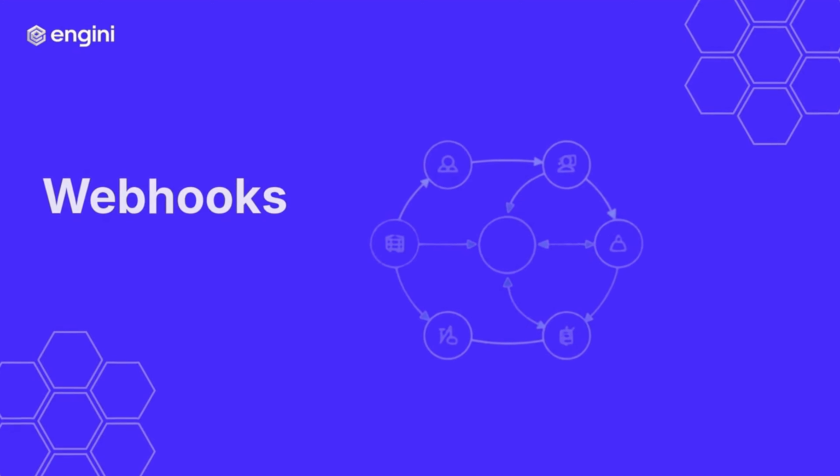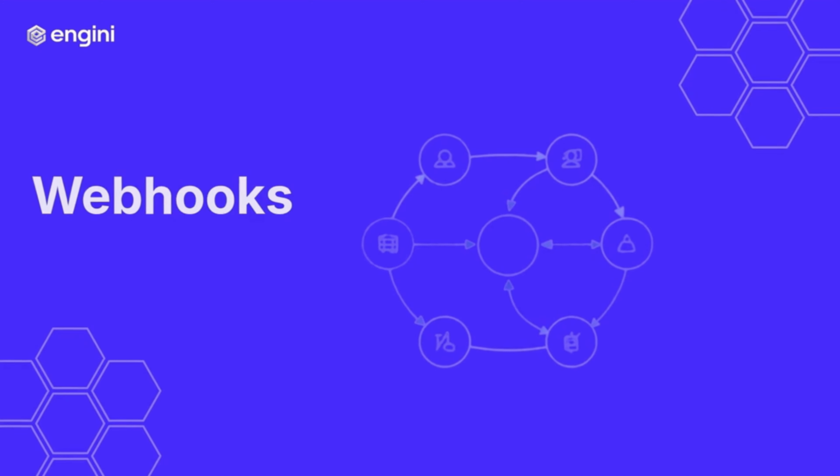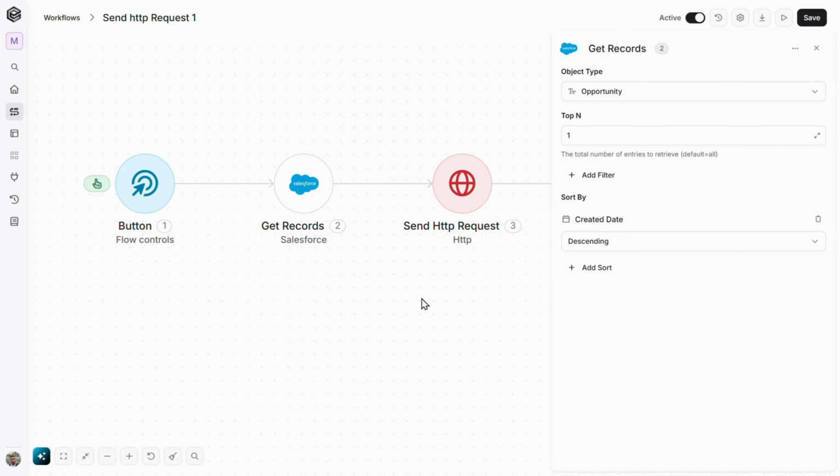Today, we're going to demonstrate how Engini works with APIs, allowing you to seamlessly connect and integrate with external services using HTTP requests and webhooks. Engini enables real-time communication between systems, making it easy to retrieve, send, and manipulate data across different platforms. Whether you need to automate processes or trigger workflows based on external events, Engini's powerful API tools provide the flexibility to manage everything efficiently without the need for coding.